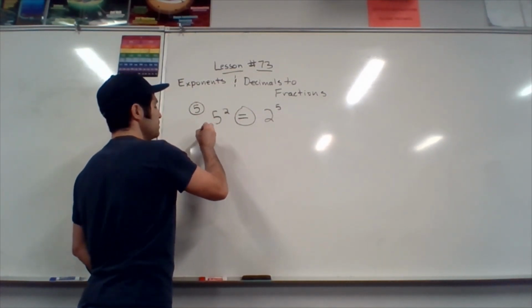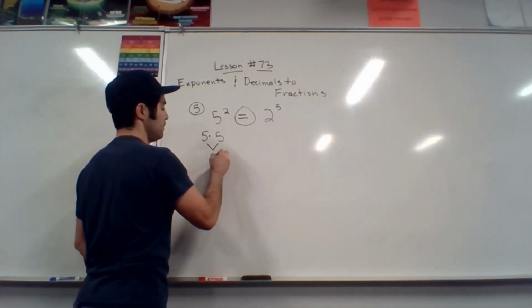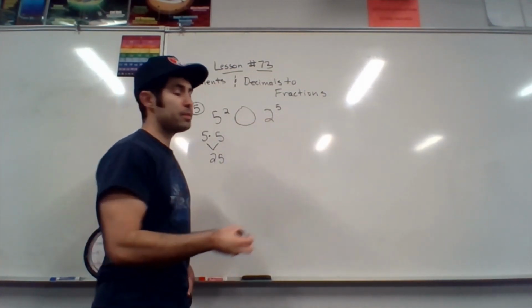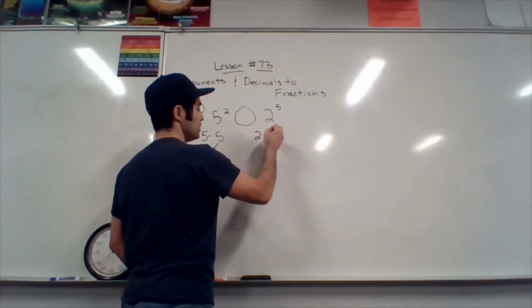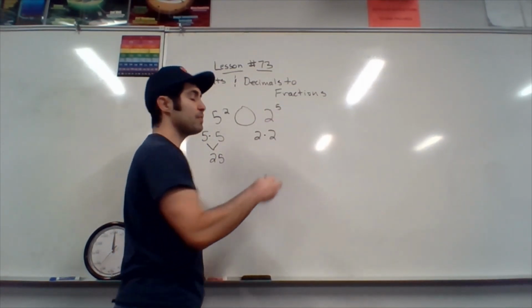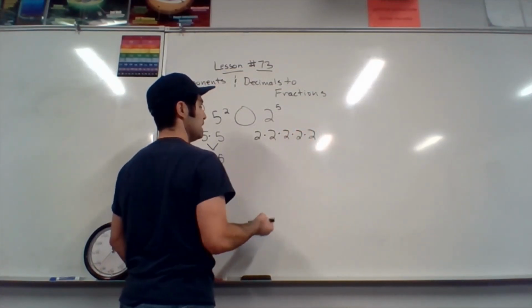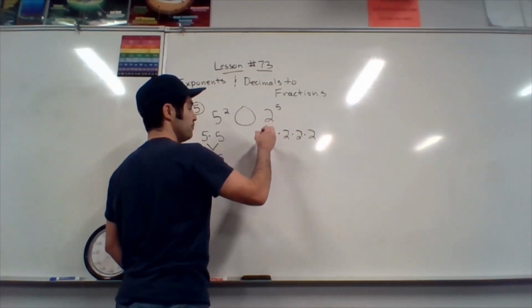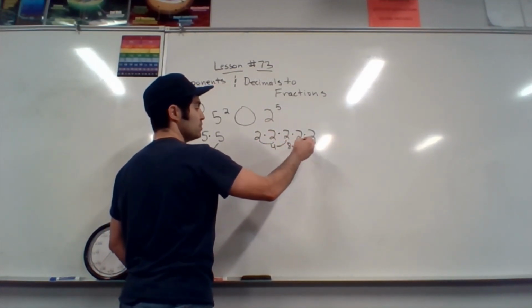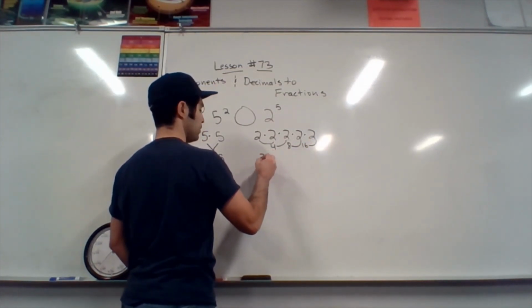5 squared is the same as 5 times 5, which is equal to 25. Now, I know this isn't equal here. 2 to the 5th is the same as 2 times 2. Wait, this is a 5 here. That means I'm going to have 5 2s: times 2, times 2, times 2. Now, let's multiply this out. 2 times 2 is 4. 4 times 2 is 8. 8 times 2 is 16. 16 times 2 is going to be 32.